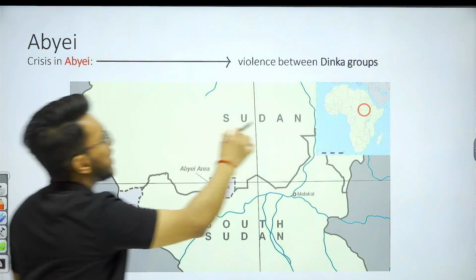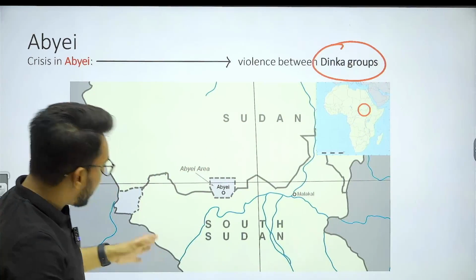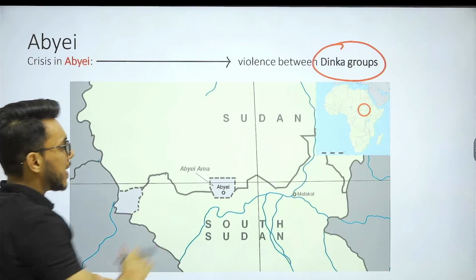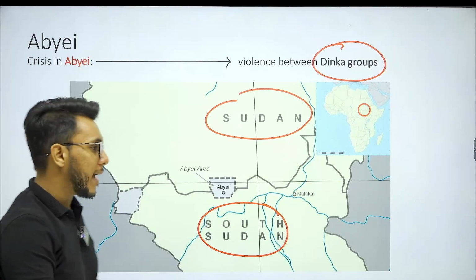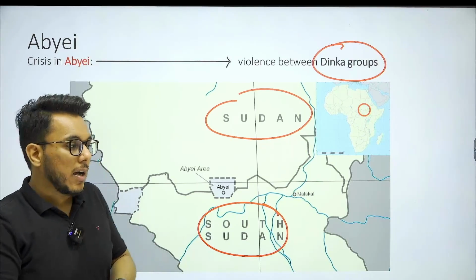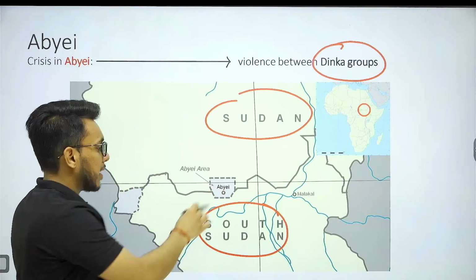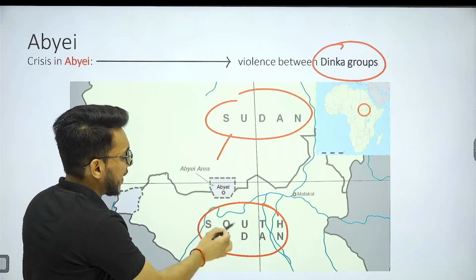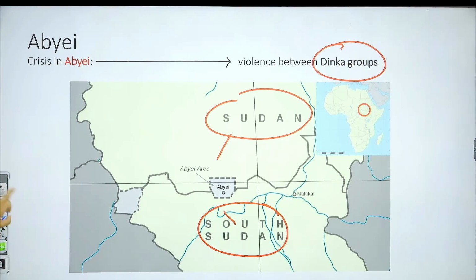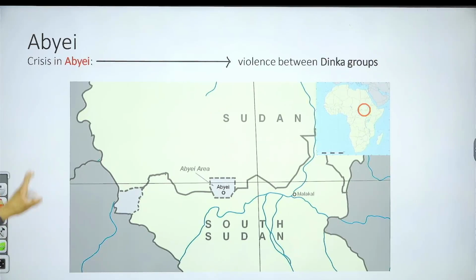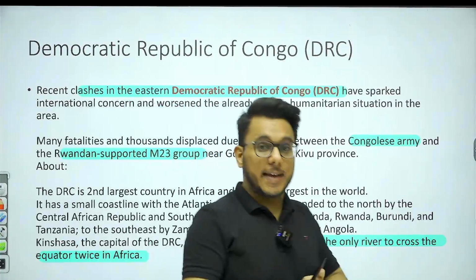Why? Because of the violence going on between ethnic Dinka groups here. The Abyei region is located between Sudan and South Sudan, and as per the transitional agreement, Abyei is counted as a part of both Sudan as well as South Sudan. So there was violence going on among the Dinka groups, and therefore Abyei region was in news. Fine. Now moving to the next entry.